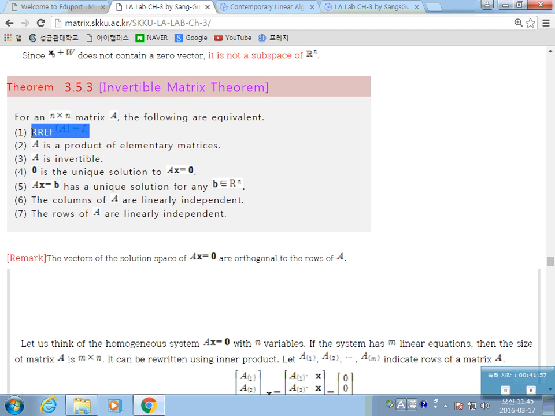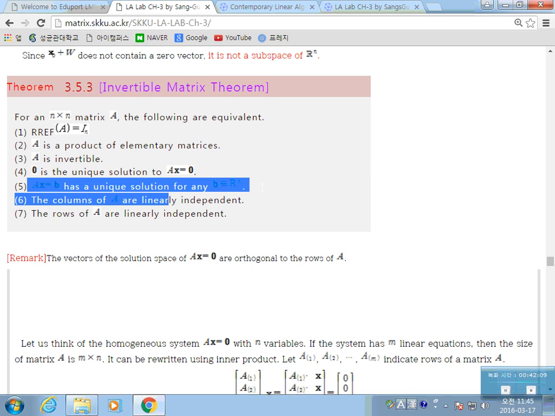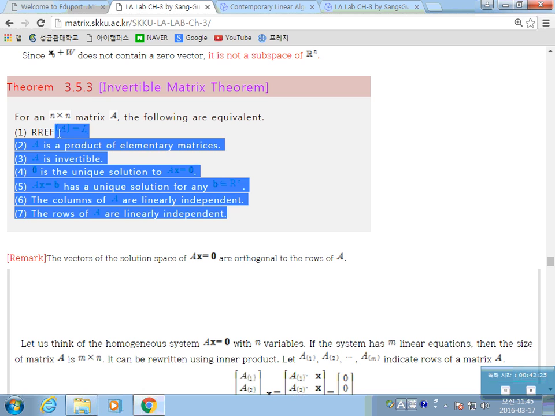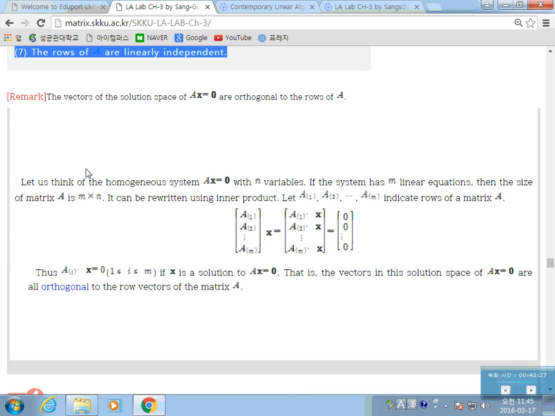We have learned this. If A is invertible, then RREF is the identity. A is a product of elementary matrices, and AX is equal to 0 has a unique solution, and AX equal to B has a unique solution for every B. So for an invertible matrix, AX equal B has a unique solution. Then the columns of A are linearly independent, and the rows of A are also linearly independent. These are all equivalent, if and only if.